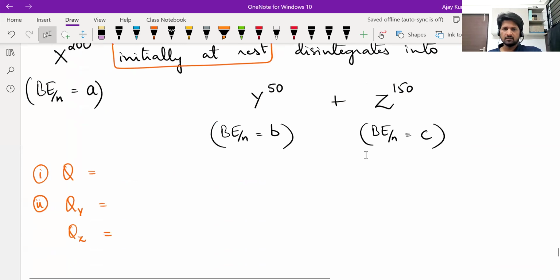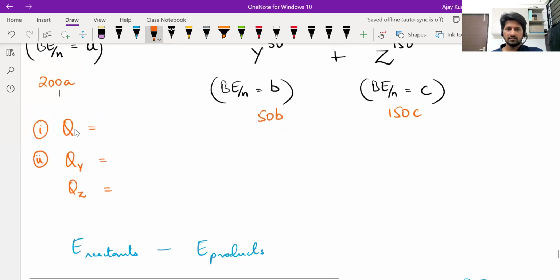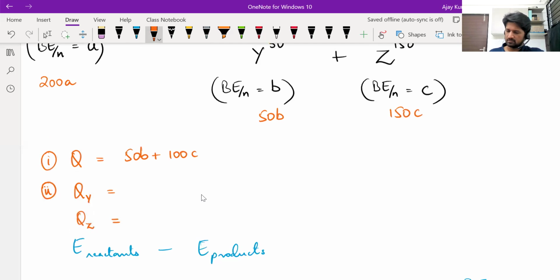Now, what are the products here? Y50 and Z150. In Y50, the binding energy per nucleon is B and it has 50 nucleons. So the total binding energy here is 50B and here it will be 150C. And in the reactants, it is 200A. So how do you find out the Q value of the reaction or the energy released in the reaction? Binding energy of products minus binding energy of reactants. So 50B plus 150C, minus binding energy of the reactants, 200A. That's all. That's the Q value of the reaction. That's the total energy released.